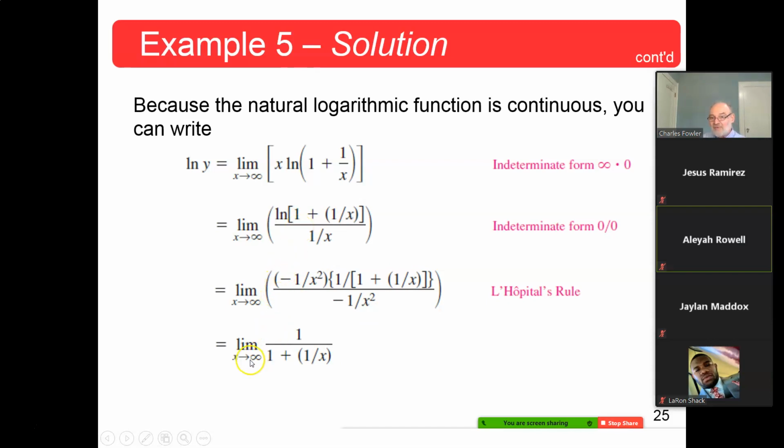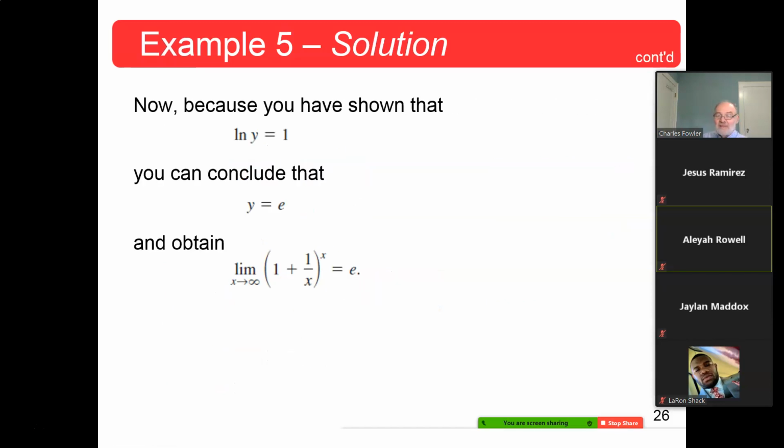Okay, and you take the limit of this, that'd be 1 over 1 plus 0, and that would be 1. And the limit of 1 is 1. Well, remember, this is the log y is equal to 1. How do you undo a log? Exponentiate. So y would be e to the 1 power, which is e. And that's what I was saying. This form here is simply e.